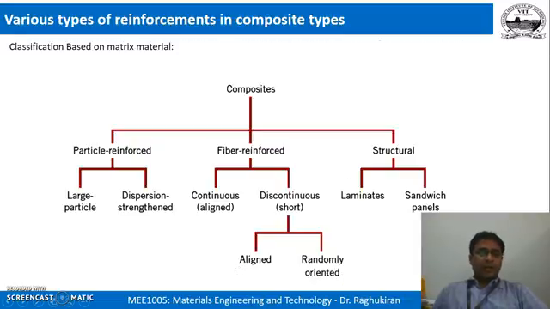And you can have a classification based on the reinforcement, whether it is particle reinforced, fiber reinforced, or just structural, and the size of the secondary phase, and so on. Whether they are aligned or randomly oriented, all these things are very important. All these variations will drastically change their mechanical properties.